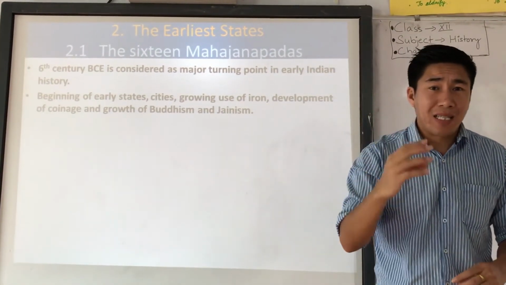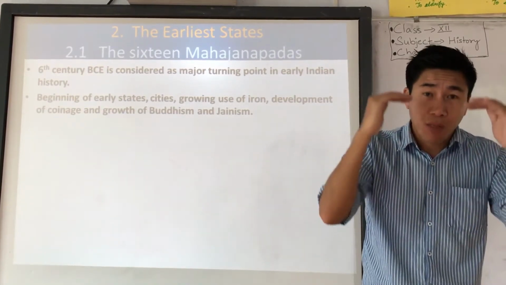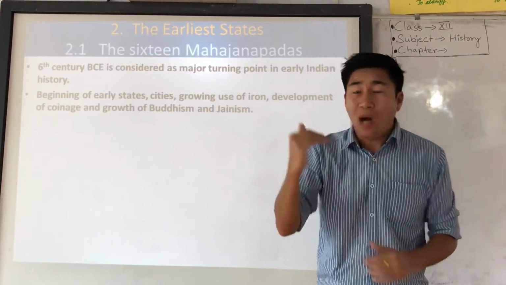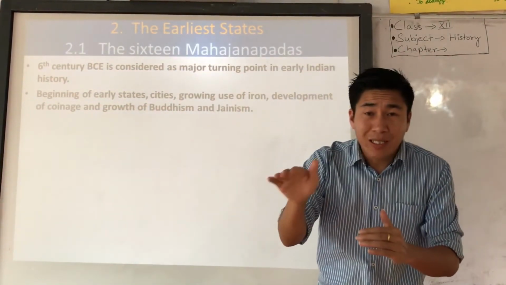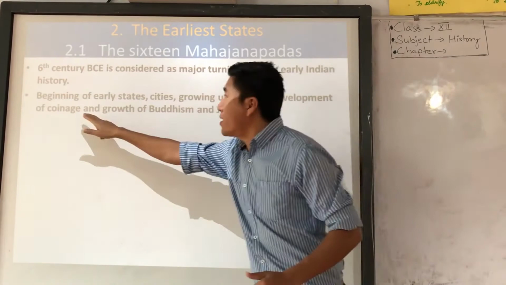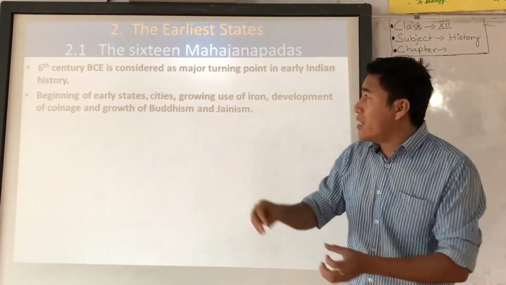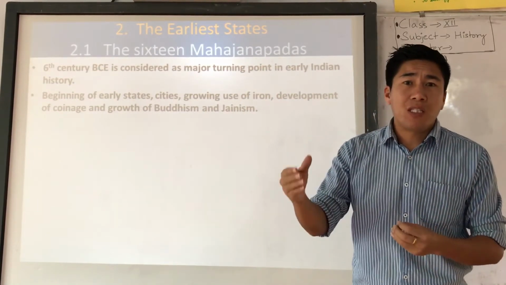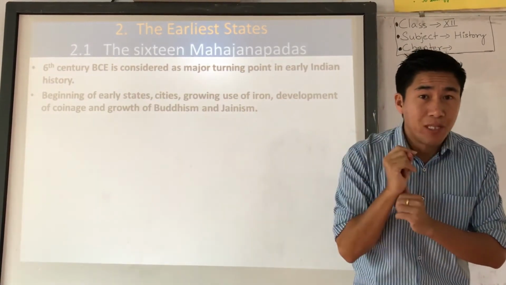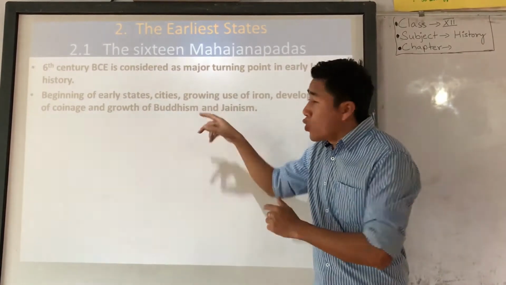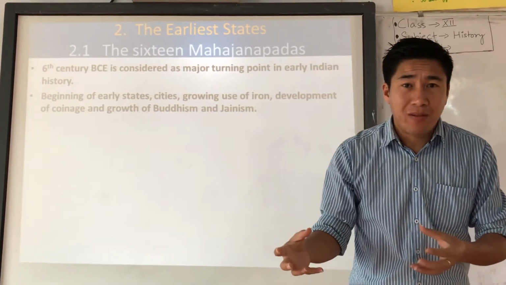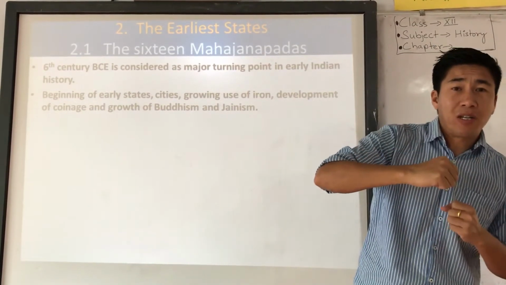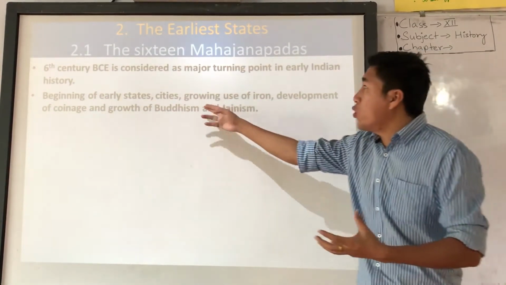The 6th century BC is considered a turning point in Indian history because, you need to write in points. Point number 1: it's the beginning of early states and cities, like the 16 Mahajanapadas mentioned in Buddhist and Jain texts. Second point: growing use of iron. Different kinds of iron were used to make weapons, shields and utensils.